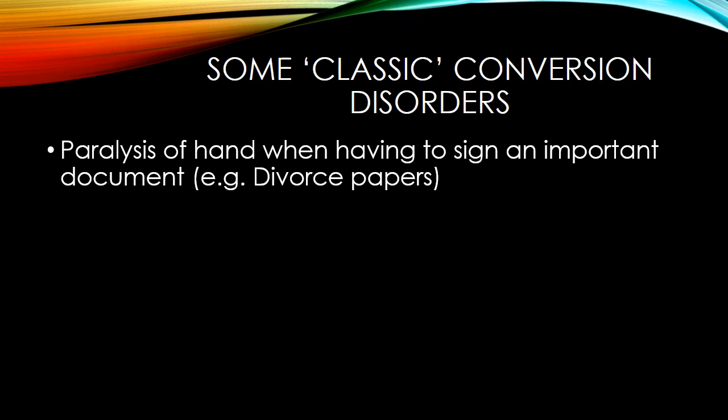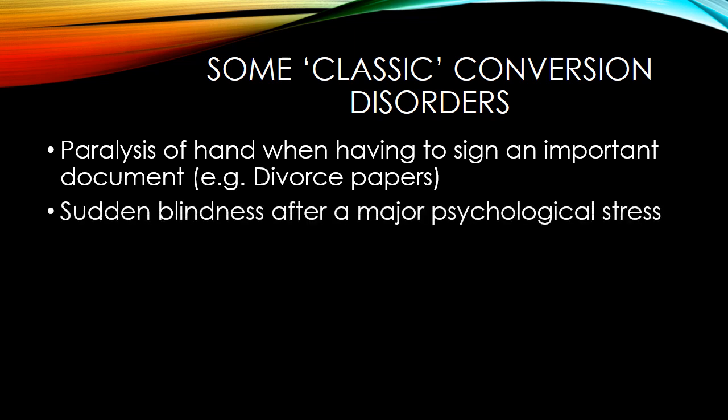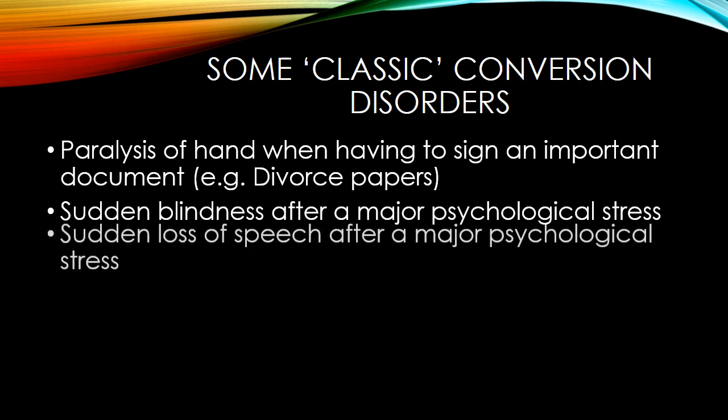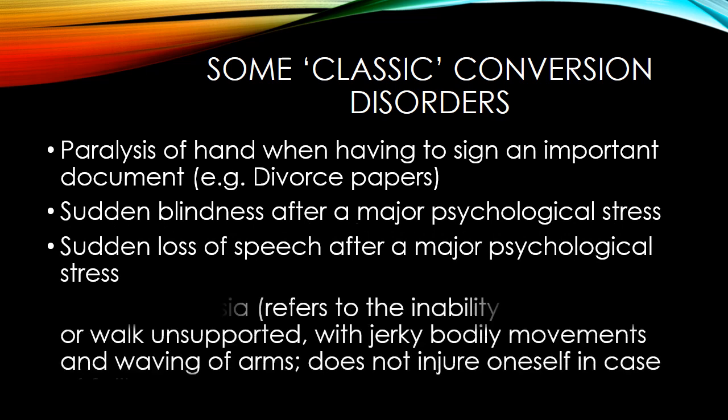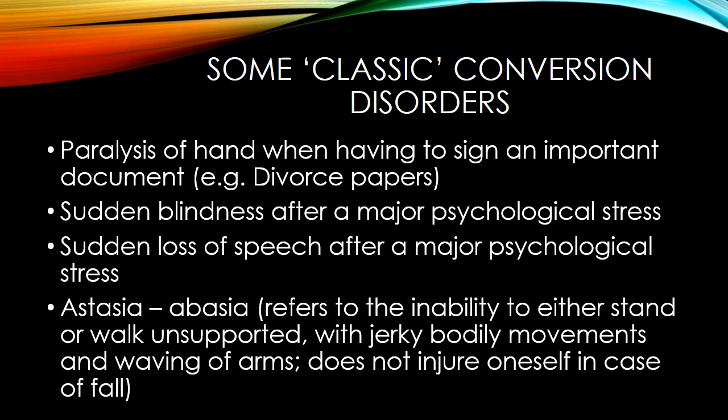Some classic conversion disorder presentations might be a patient developing paralysis of their hand when having to sign an important document, for example, divorce papers, a child developing blindness after a major psychological stress, or sudden loss of speech. Astasia abasia refers to the inability to either stand or walk unsupported, with jerky bodily movements and waving of the arms. And when the patient is not supported and they fall, they typically do not injure themselves.